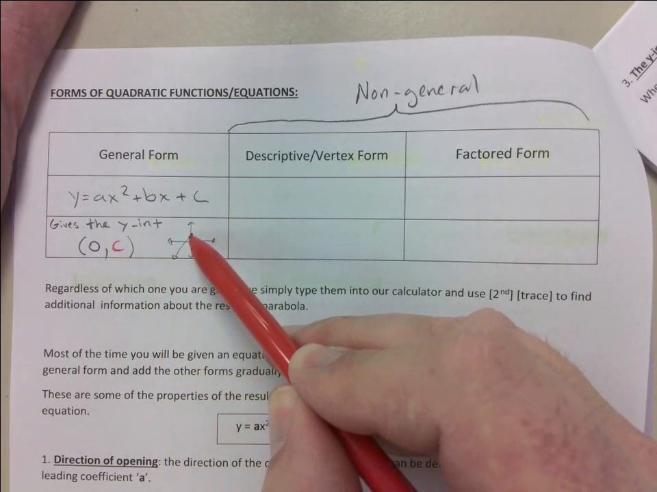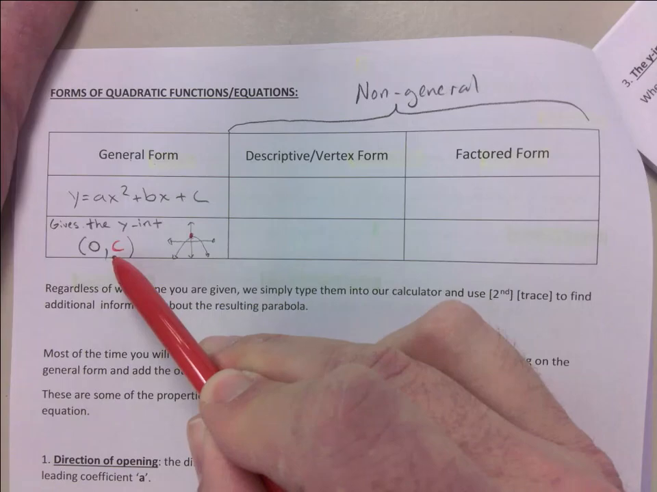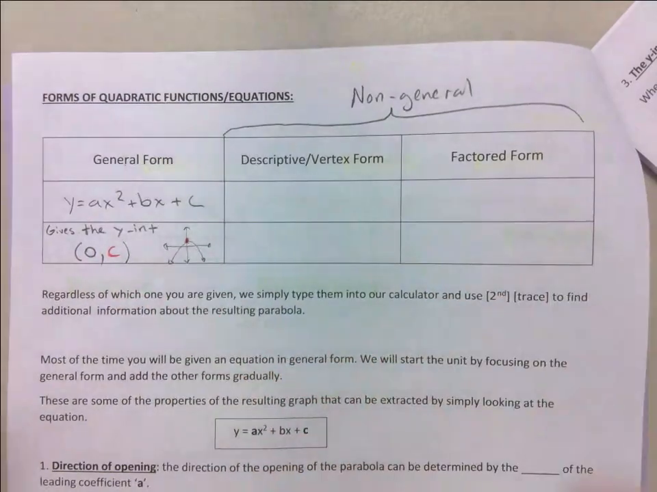If it's passing through 5, then this will be 5. If it's passing through -10, then this will be -10, right? So this is a coordinate, and we'll do more of that later.